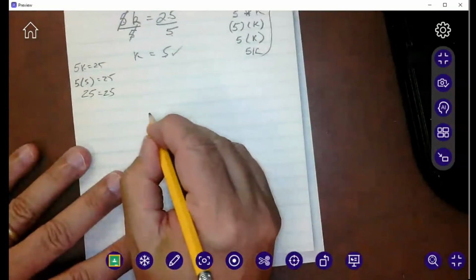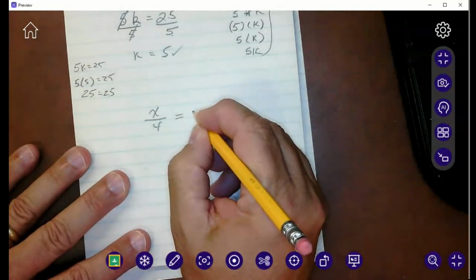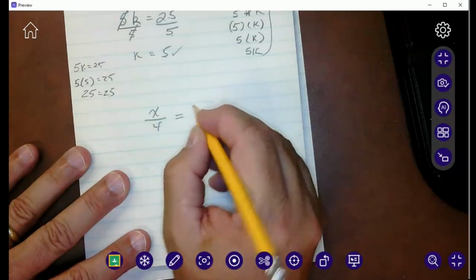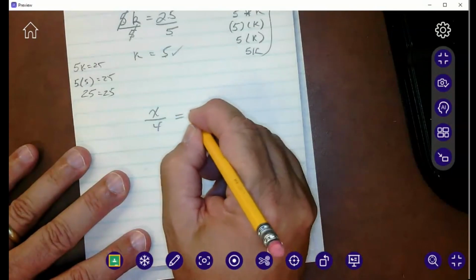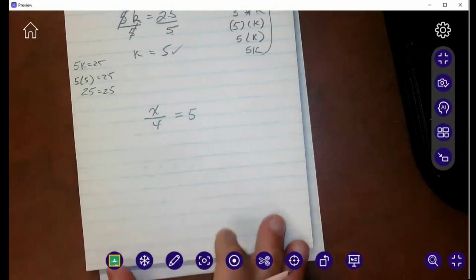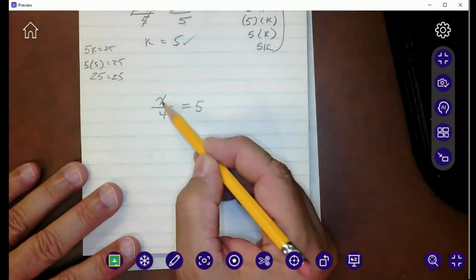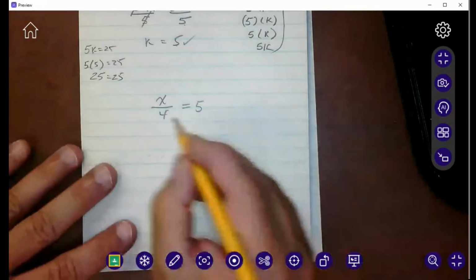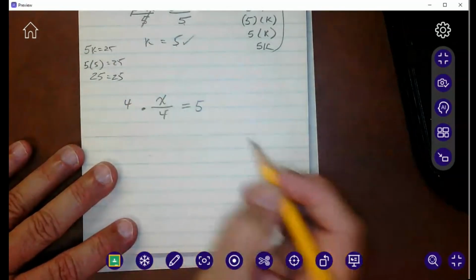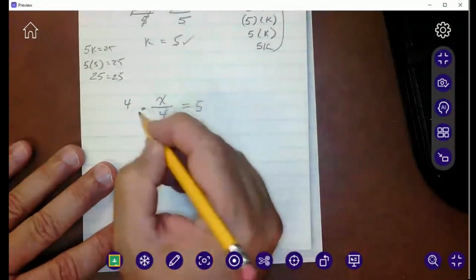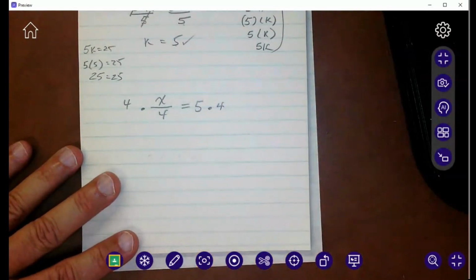If we have one where we're dividing, x divided by 4 equals 5. In this case, we are dividing by 4. The x is being divided by 4. So to undo that, we need to multiply by 4. We undo division by multiplying. If I do that operation on this side, I need to immediately write that I'm doing that operation on the other side.